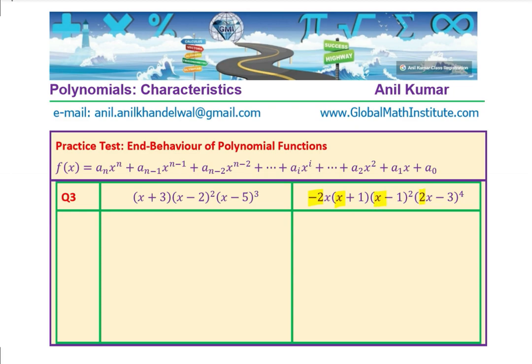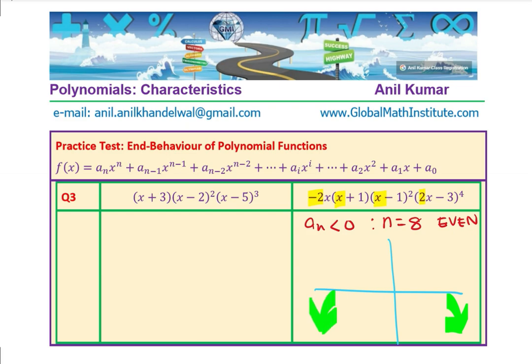And what do you notice? Well, it is negative. So we have an less than 0, which is negative. Now it's time to find the degree. Add the exponents when you multiply: 4 plus 2 is 6, 6 plus 1 is 7, plus 1 is 8. So in this case, the degree is even. Since it is even, I can easily sketch this graph: leading coefficient less than 0 means this side is down, and this is also down, same ends.